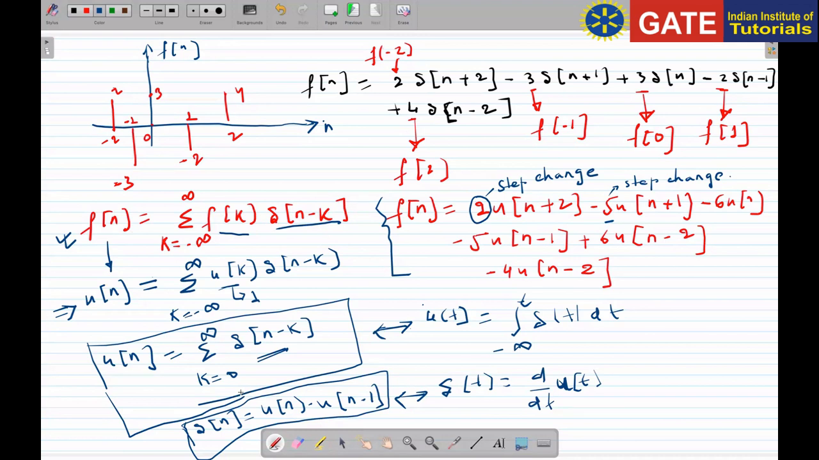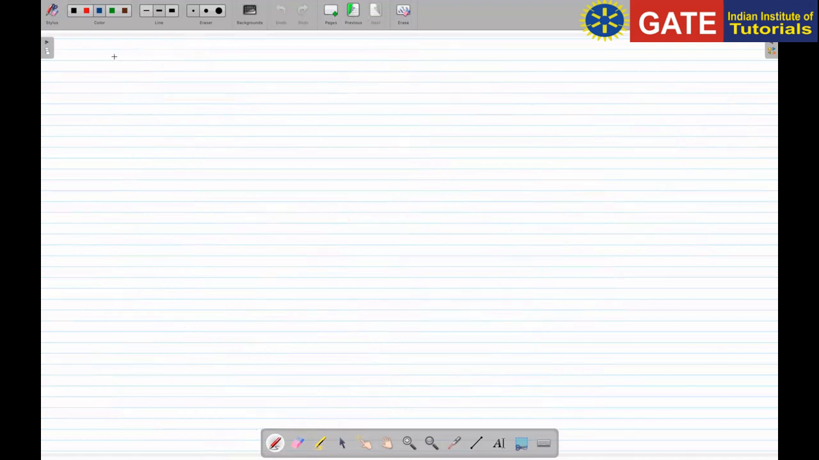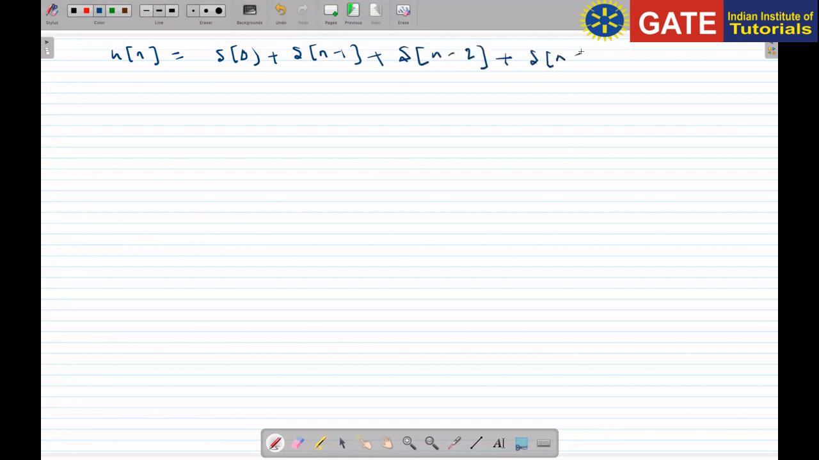Okay. Now, I hope you understood this. So now you can write u of n like del of 0 plus del of n minus 1 plus del of n minus 2 plus del of n minus 3 plus so on till infinity. Correct? u of n is like that only. If you draw the sketch, then you will understand this. This is u of n and so on.